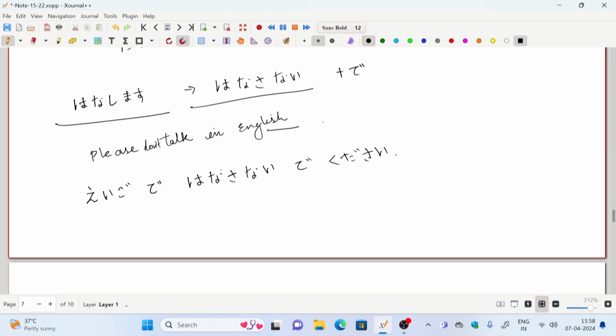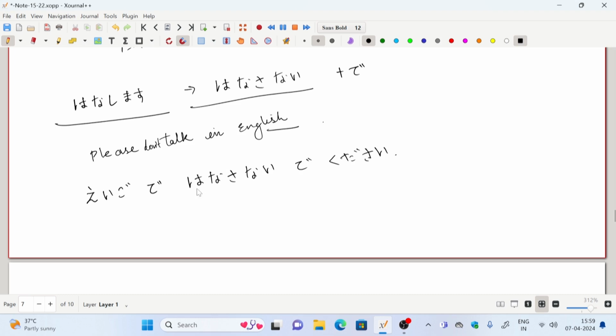Nihongo de hanashite kudasai. Positive sentence. Hanashimasu, te form hanashite. And to add the essence of please, we'll add kudasai. Nihongo de hanashite kudasai. Please talk in Japanese. If we say please don't talk in Hindi, Hindi go de hanasanai de kudasai. Please don't talk in English, ego de hanasanai de kudasai. So this is how we make a request for the negative.